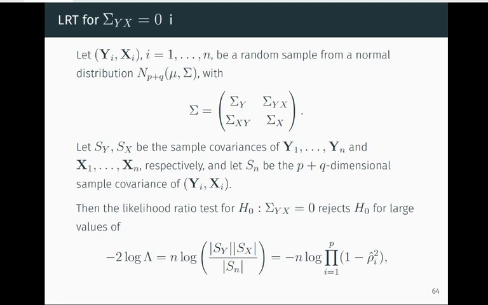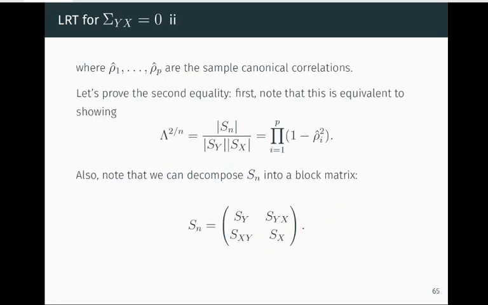Now, what is different is that in the context of CCA, we can rewrite this using the canonical correlations. So this test statistic can now be written as -n times the log of the product of 1 minus the canonical correlations squared, where, of course, rho hat 1 to rho hat p are the sample canonical correlations. We'll prove the second equality. Of course, the first one just follows from the discussion in a previous lecture.